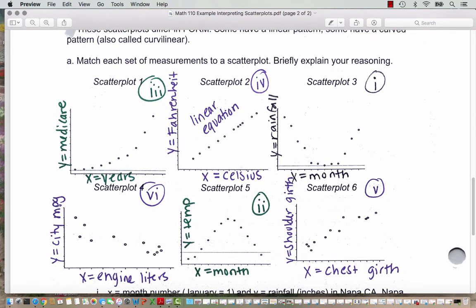Okay, so let's do a recap. Scatterplot 1 was an increasing curve. We said it could be modeled by an exponential curve, or you might say it looks like half of a parabola. Scatterplot 2 perfectly matched a linear equation. That was where we were converting from Celsius temperatures to Fahrenheit temperatures. Scatterplot 3 decreased and then increased, so that gave us a parabola-like shape.